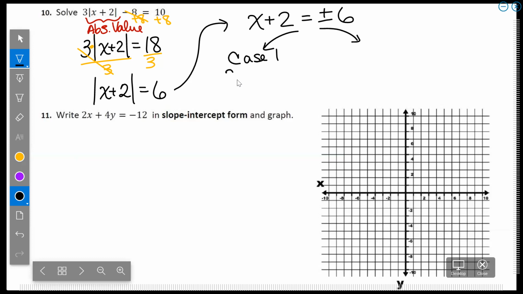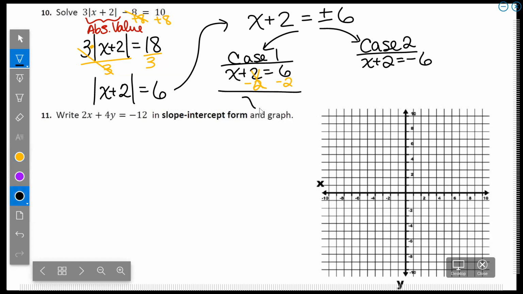In case 1, x plus 2 is at +6. And in case 2, x plus 2 is at -6. In case number 1, what do I do to get the x all alone? Subtract 2 from both sides. So I get that x is what? x is equal to 4.